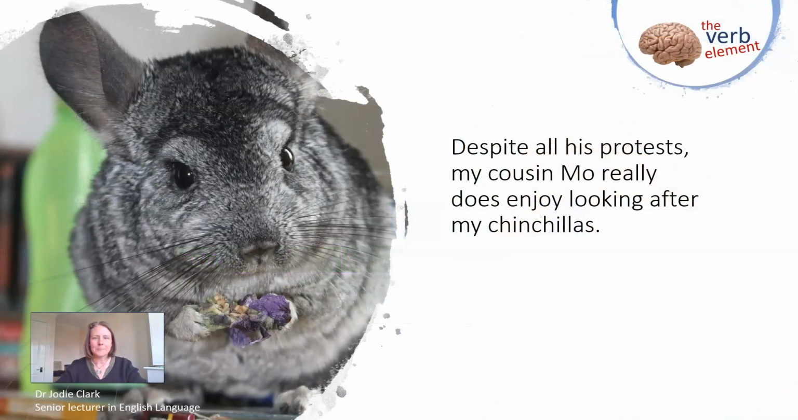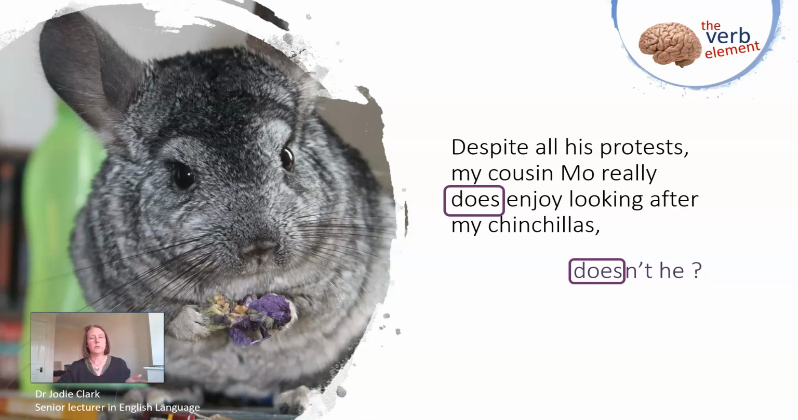So let's try it again. Okay, let's do this one about the chinchilla. Despite all his protests, my cousin Mo really does enjoy looking after my chinchillas, so we add our question tag. Despite all his protests, my cousin Mo really does enjoy looking after my chinchillas, doesn't he? And then we look for the auxiliary, so the first word in the question tag, which is does. And then we check the original clause to find the exact same auxiliary. Despite all his protests, my cousin Mo really does. Oh, there it is. We got it.